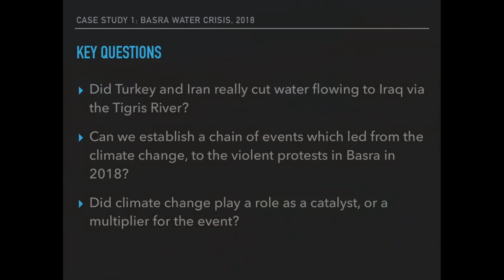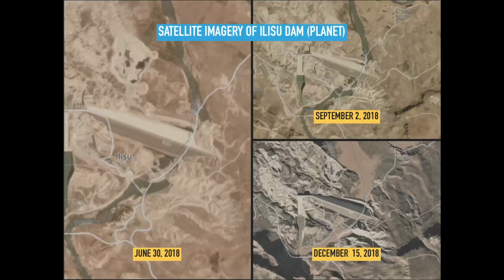other questions that we also might want to ask are, how can we establish a chain of events that lead from these dams, if they were cut, to protests in Basra, and then finally, what role did climate change play? So now, onto these satellite images that I spoke of a few seconds ago.